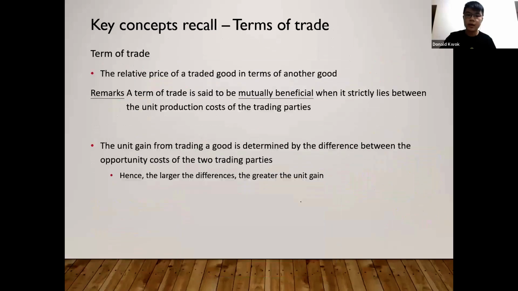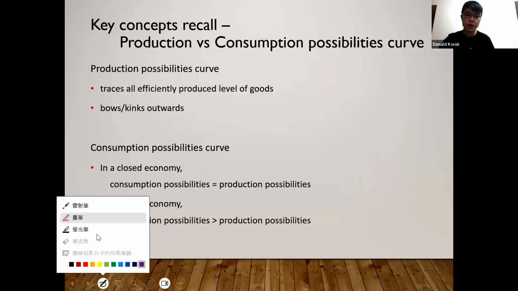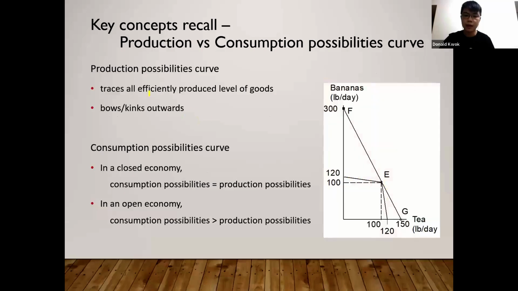All right, so finally, to review the production possibilities curve and consumption possibilities curve. The production possibilities curve traces all efficiently produced levels of goods, and graphically, it would kink outwards. An example of a production possibilities curve will be something like this. For the consumption possibilities curve, it will divide into two cases.